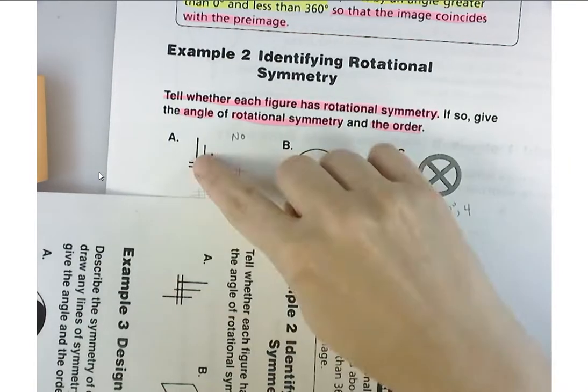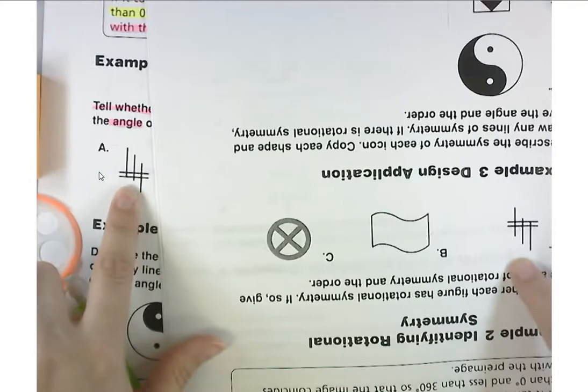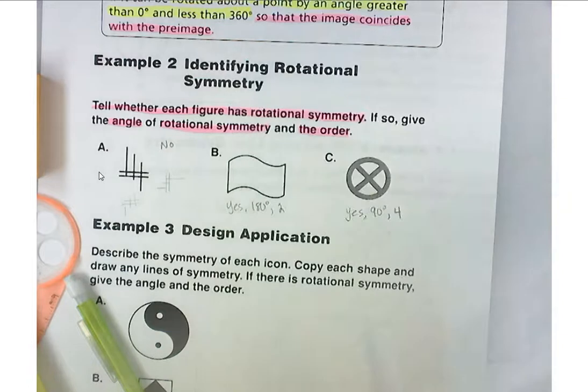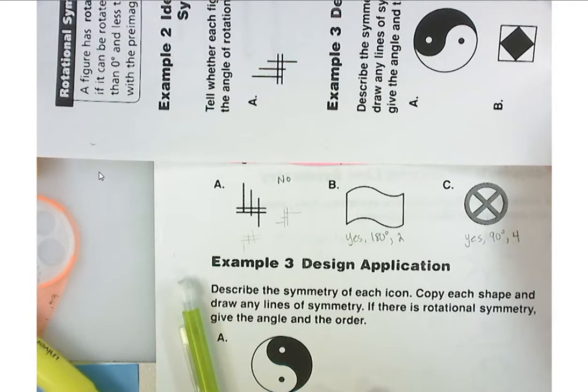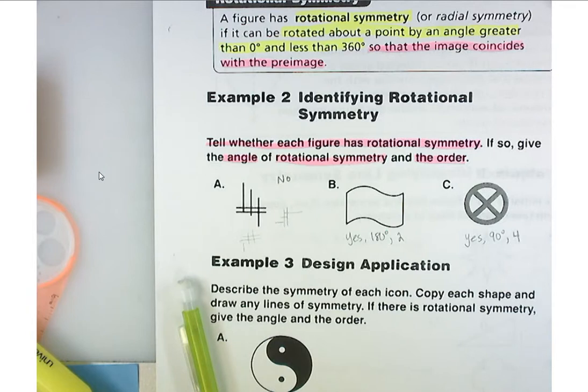So if I look at this, are those going to match? No. Are these going to match? Sorry, you can't see that. Nope. Are these going to match? Nope. So then there's going to be no rotational symmetry.